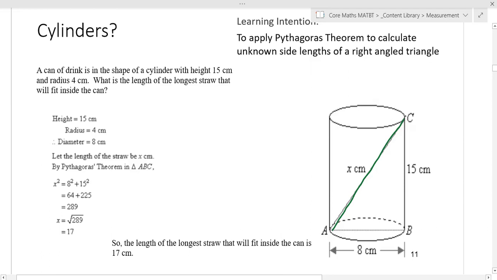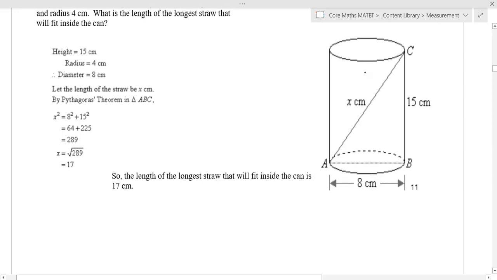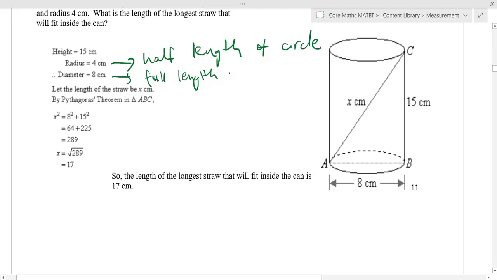Cylinders are pretty straightforward, although you might need to understand what does radius mean, what does diameter mean, what does circumference mean, okay? Radius for any cylinder or a circle is the half length. Just keep that in mind. A diameter is the full length of the circle. Keep that in mind, please, when you do the circular cylinder questions. We'll get into a little bit more of this later on, okay, with the circles.